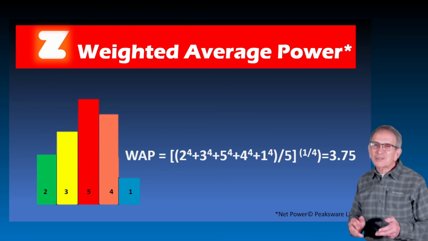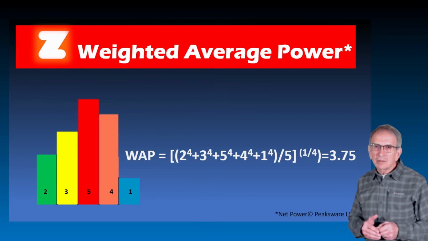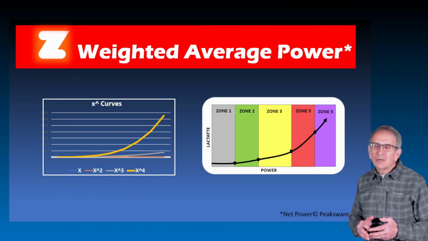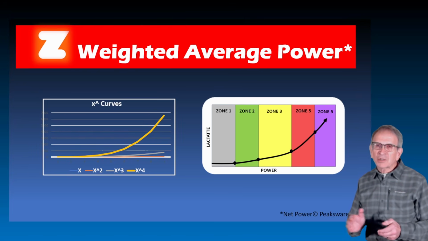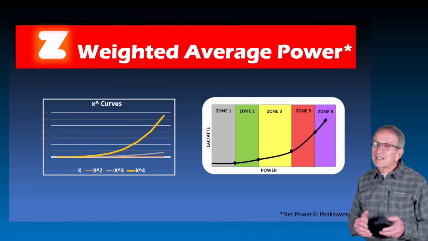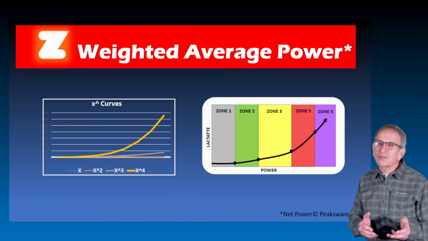Now I got to wondering, why raise these individual average power levels to the 4th power and then take the 4th root? What could explain that? So I plotted curves for y equals x, x squared, x to the 3rd power, and x to the 4th power. And lo and behold, it seems that the curve for x to the 4th power looks an awful lot like the lactate power curve. So I surmise the reason for using the 4th power is because it looks very similar to the lactate power curve. Just to clarify, I haven't seen anything to substantiate this, but it still makes an awful lot of sense to me.